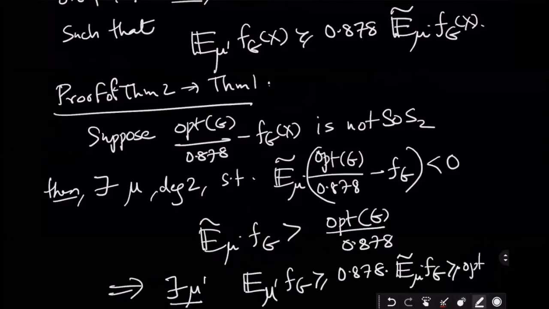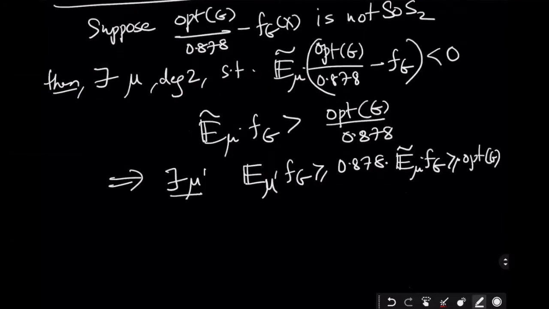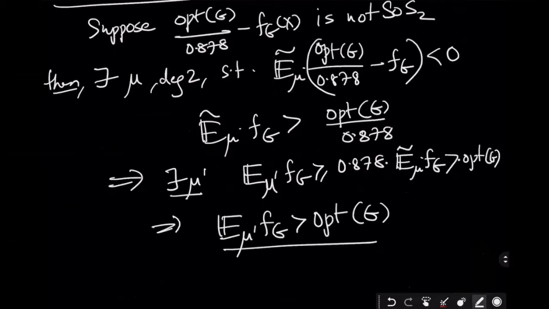Opt of G. And so what have we proven? Well, there has to be a strict inequality somewhere. Here. And so what have we proven? We have proven that under this mu prime, and this cannot happen. Why can't it happen? Well, all cuts in G are of size at most opt of G. So clearly there cannot be any distribution under which the expectation of F sub G is strictly bigger than opt of G. Okay, so this is a contradiction.